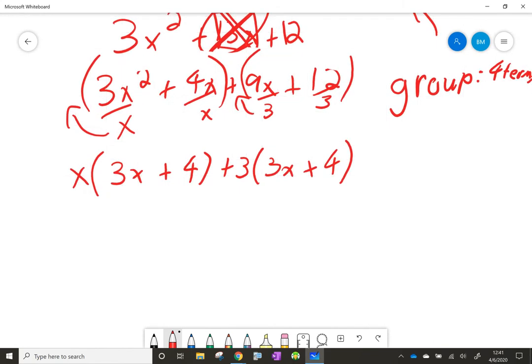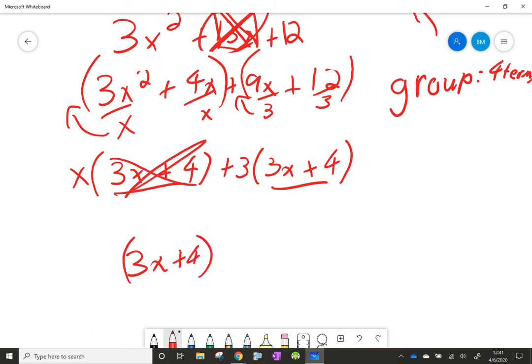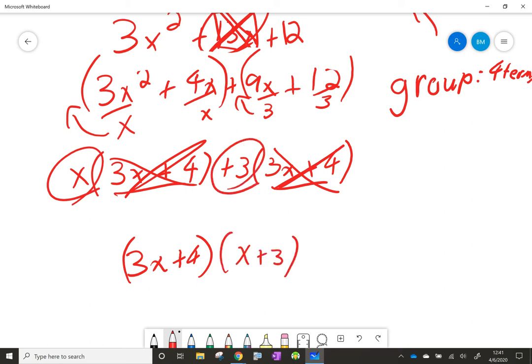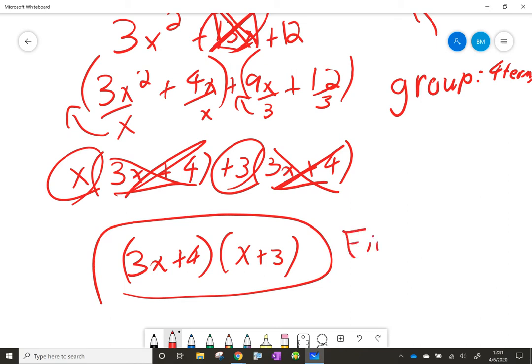And now you'll notice again that they have the common parenthesis factor. So that's one part of our answer, 3x plus 4. When I take that out, what's on the outside is x plus 3. x plus 3 makes up my second factor. And this is now my final answer.